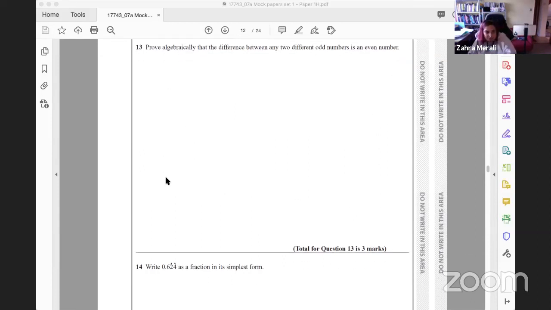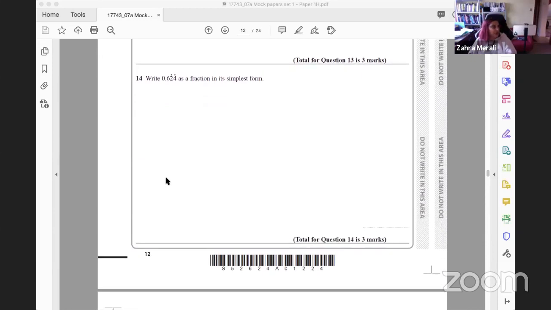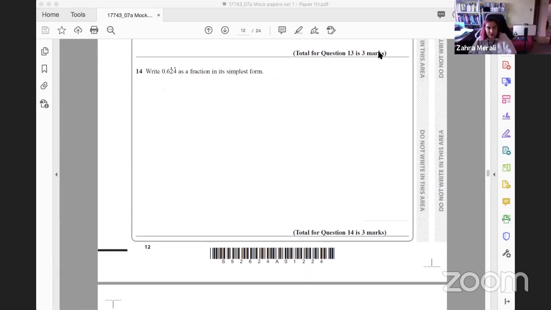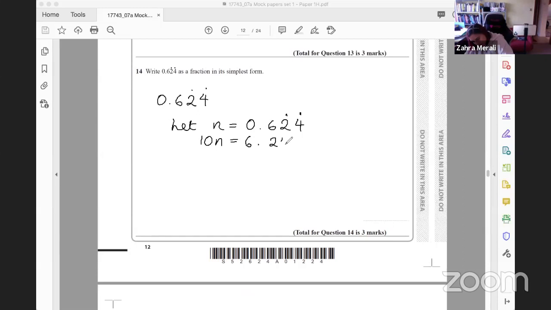Now, we're coming towards the end, so coming towards the more trickier level 8 and 9 questions. Okay. So you've got 0.624 as a fraction. So if you remember how we start this, we're going to say let n equal 0.624. I'm going to multiply it by 10. And I've got 6.24. So this is the same as 6.242424. And essentially, remember, we wanted the same thing after the decimal place.